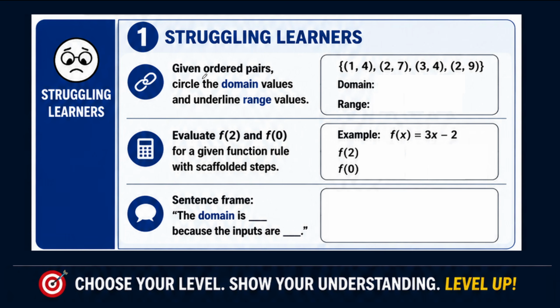Given the ordered pairs, circle the domain values, underline the range values. So may given dito, circle nyo daw yung domain, underline nyo yung range. So pwede nyo ilagay yung domain and range kapag okay na. After nyan, evaluate nyo daw si f of 2 and f of 0 using this function. Okay? So ano yung f of 2, ano yung f of 0? So sentence frame, the domain is blank because the inputs are blank. Okay? For struggling learners.